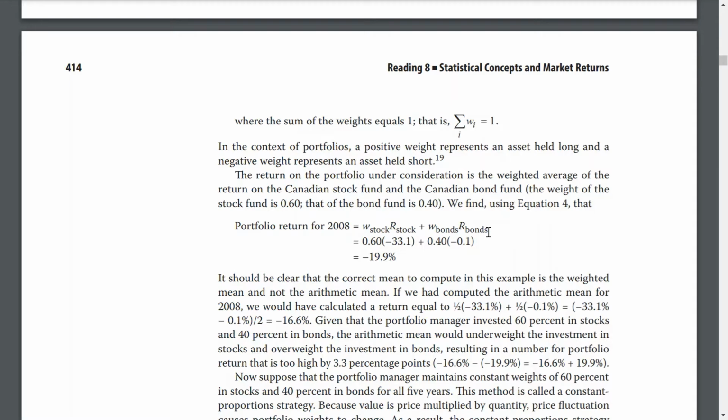19.9%. Damn, that's a bad year. Well, 2008 is the recession, so that's not too shocking.